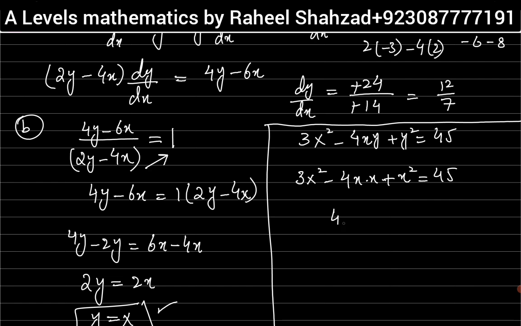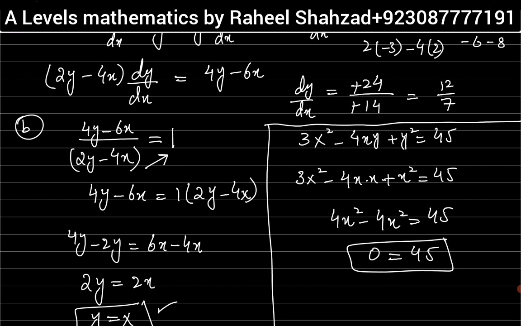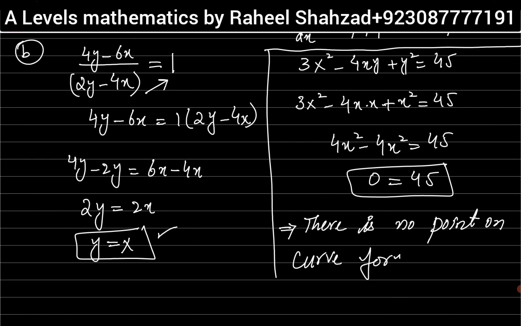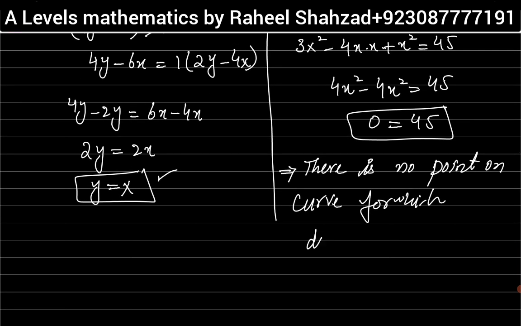3x square plus 1x square, 4x square minus 4x square is equal to 45. That makes it 0 is equal to 45. So 0 is not equal to 45. This shows that there is no point on the curve for which dy by dx is equal to 1.